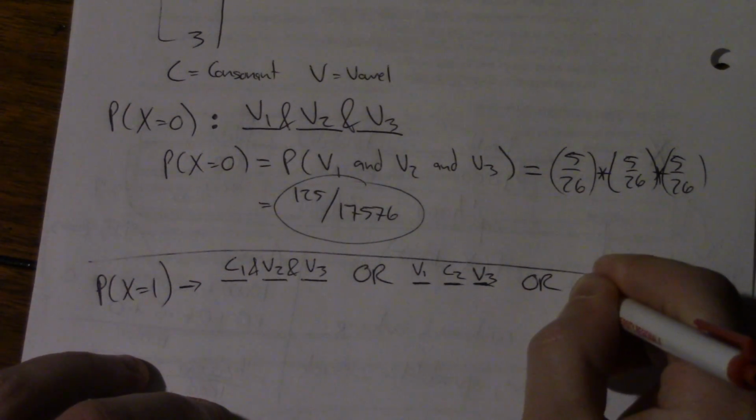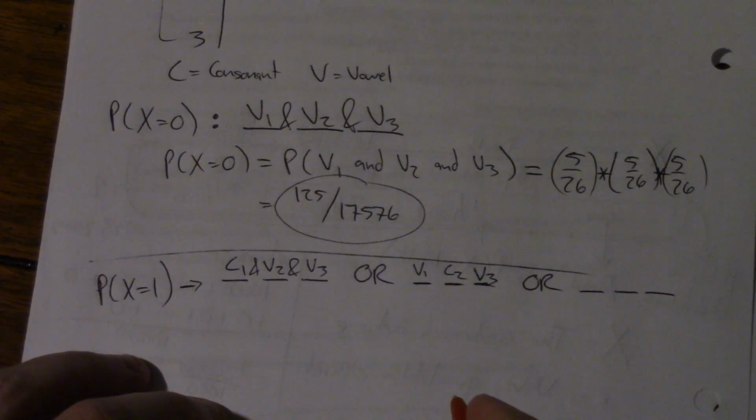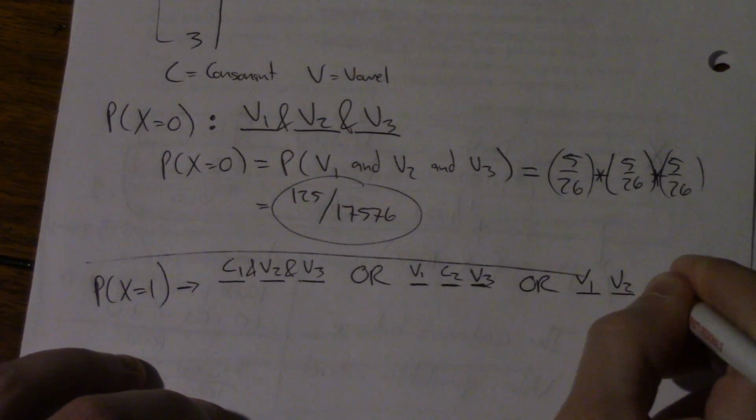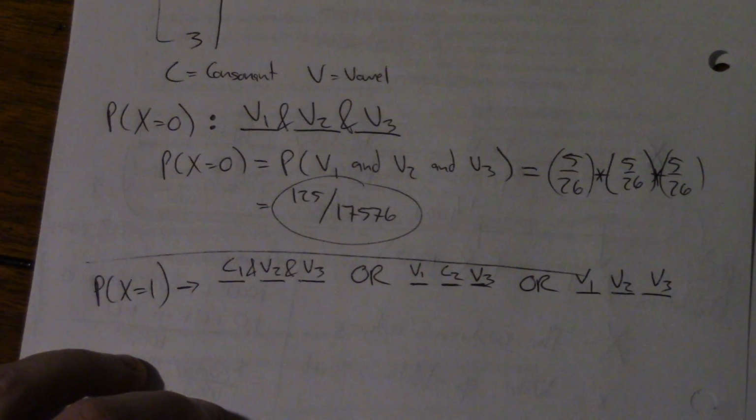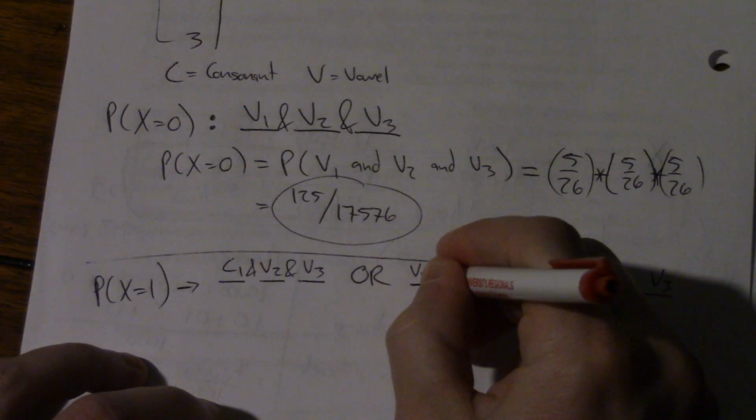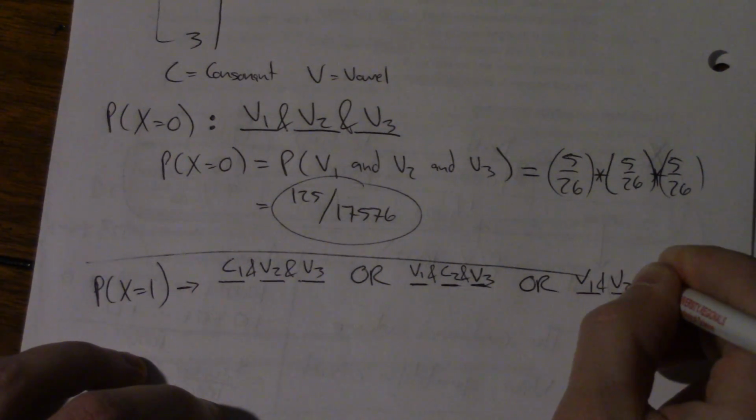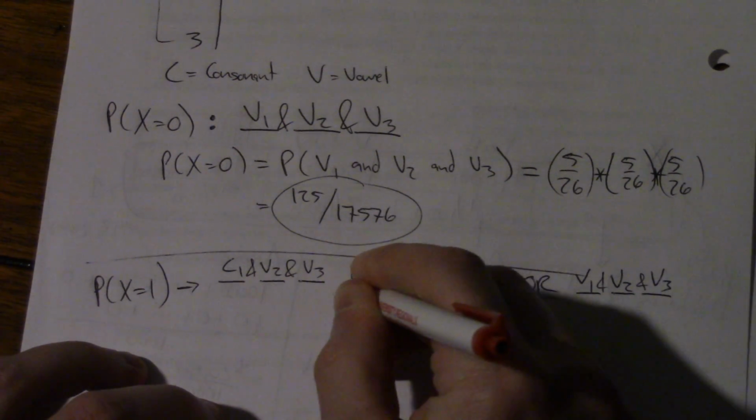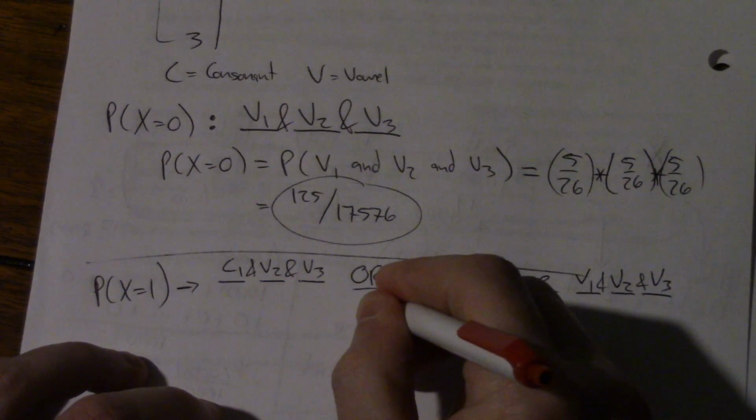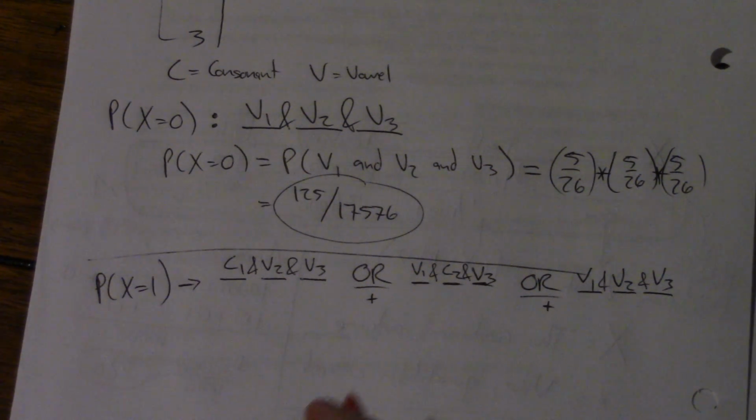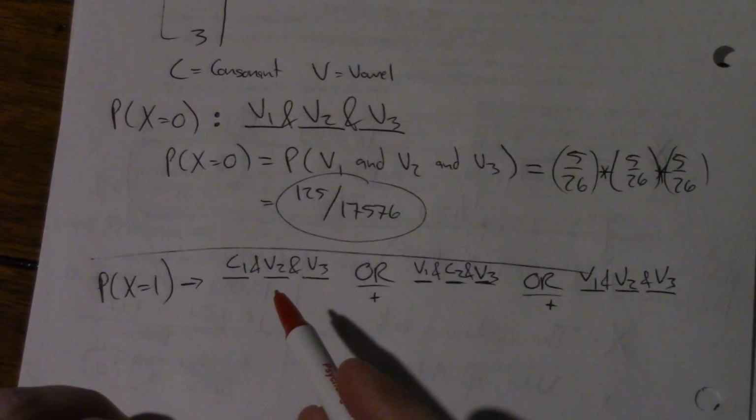Or, one more option, the consonant could come last. So we have a vowel first, a vowel second, and a vowel third. And again, between all of these, we still have the "and." We're still going to be multiplying things. So the new piece here is that we have "or"s, so this means we're going to be adding all three of these probabilities together. And we're going to find them the exact same way.